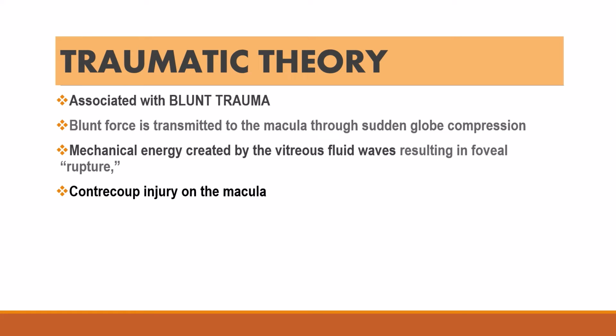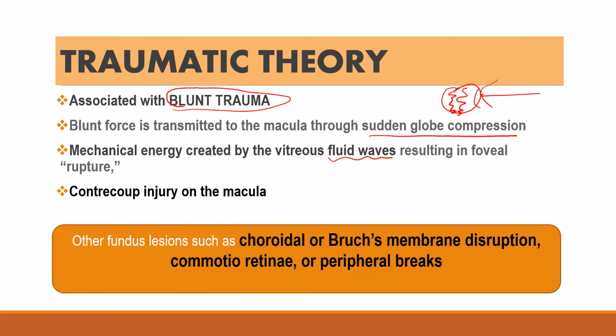The first one that we have is trauma causing macular hole. Macular hole is usually associated with blunt trauma. Whenever there is a blunt trauma, something hitting directly on the eye, the blunt force is transmitted through sudden globe compression, and this force is transmitted as fluid waves in the vitreous, which go and hit on the macula, leading to a countercoup injury on the macula and causing a foveal rupture. So that is the traumatic theory.